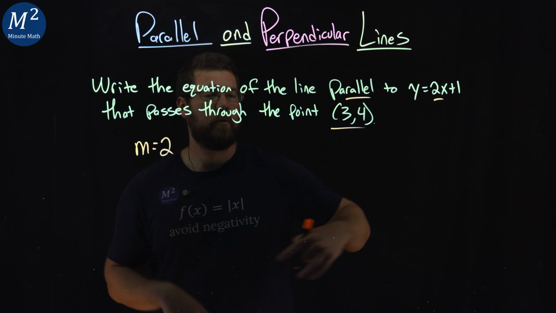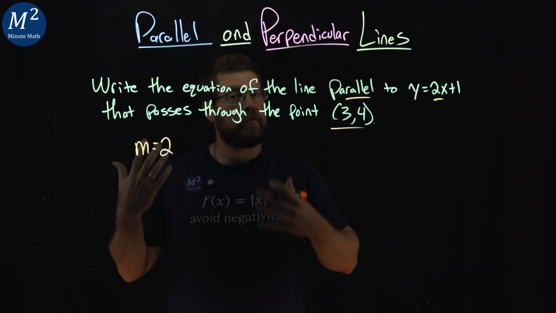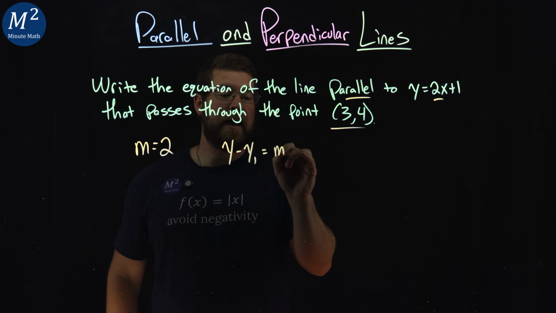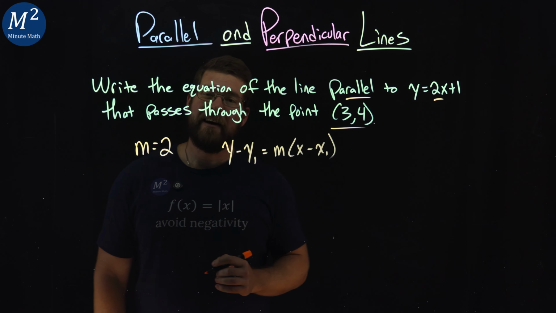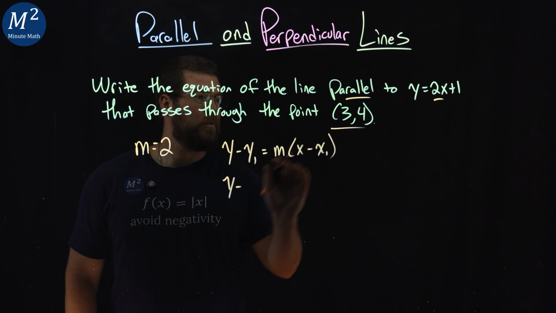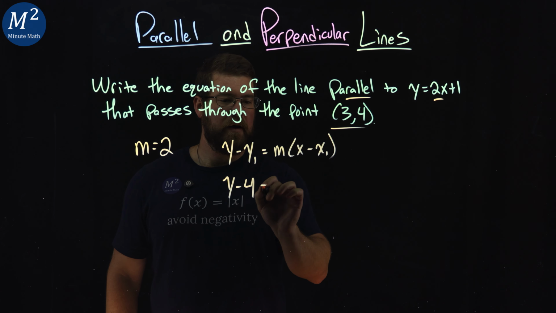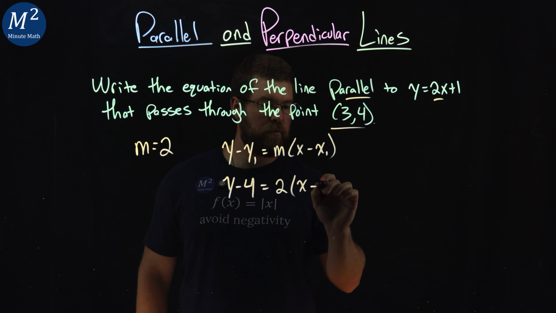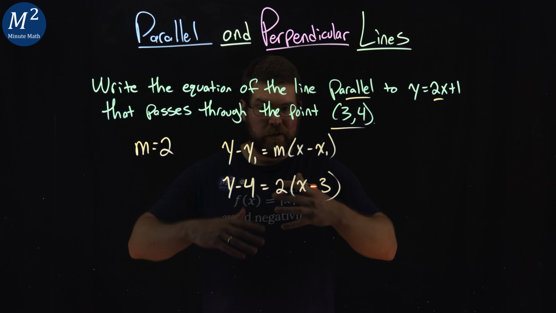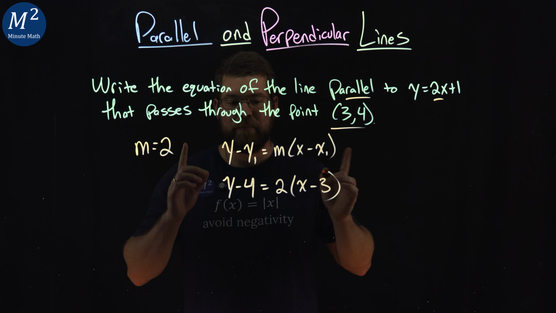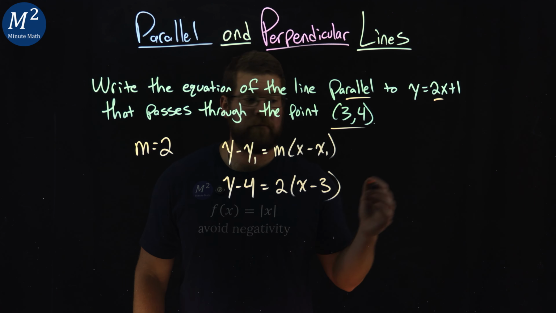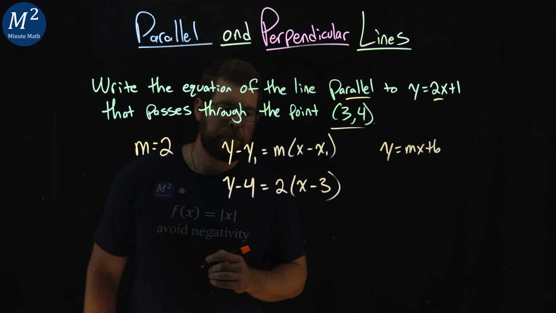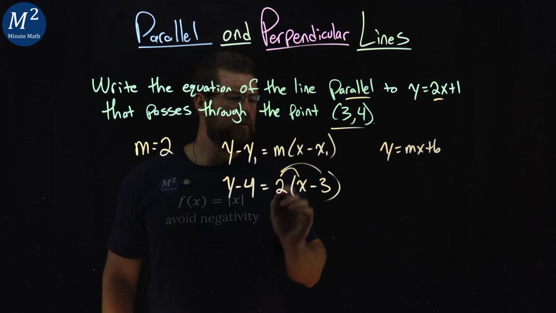Well, we have a slope, we have a point, and it makes me want to use point-slope form here. So to do that, it's y minus y1 equals m times x minus x1 in that formula. y minus y1, our point here, 4, equals m, our slope 2, times x minus x1, which is a 3. Now, if your teacher is okay with this in point-slope form, then you're good to go. But we're going to simplify this into slope-intercept form, which is y equals mx plus b. I like that form.